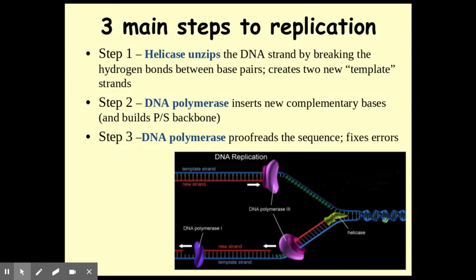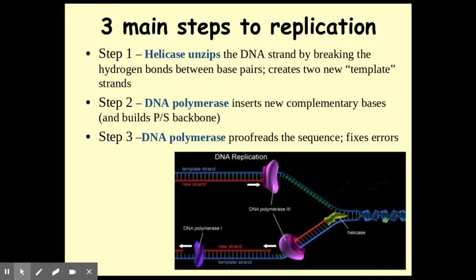So there are three main steps to replication. The first step is where you have helicase, which is an enzyme. Remember, anything that ends in -ase is an enzyme. Helicase comes through and unzips the DNA strand by breaking those hydrogen bonds that we talked about earlier, and that is occurring between the nitrogen bases or the base pairs. So this creates two new template strands.